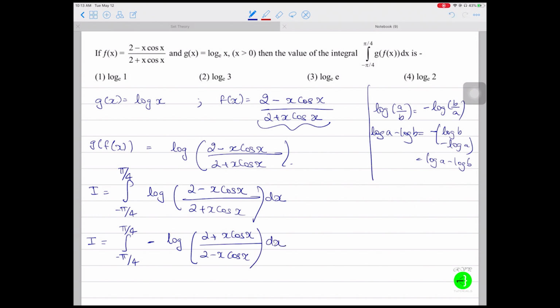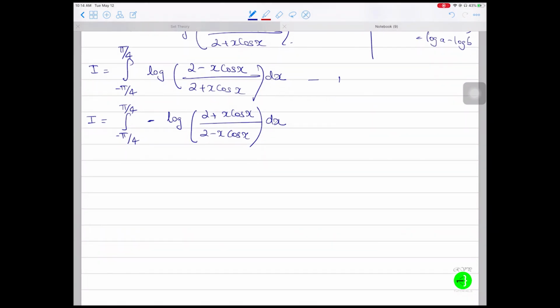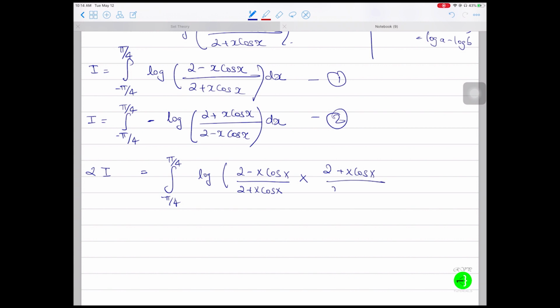If we add these two equations, equation 1 and equation 2, then we are left with 2 times the integral is equal to 0, because these two terms, so this thing would be from minus pi over 4 till pi over 4 of log of (2 minus x cosine x) over (2 plus x cosine x), and we have negative log of this term, which means we can divide this, and dividing we multiply by the inverse, which is (2 plus x cosine x) over (2 minus x cosine x) dx.